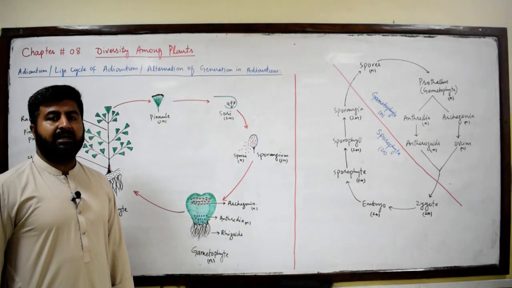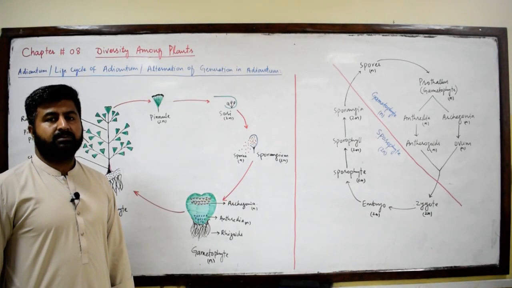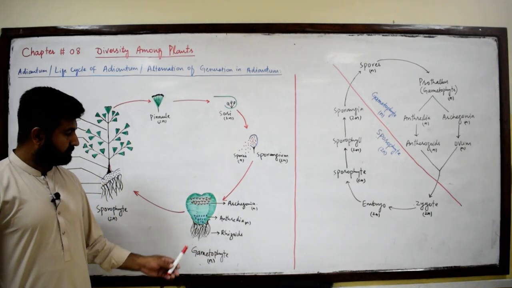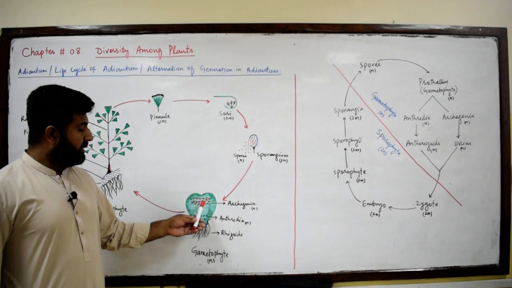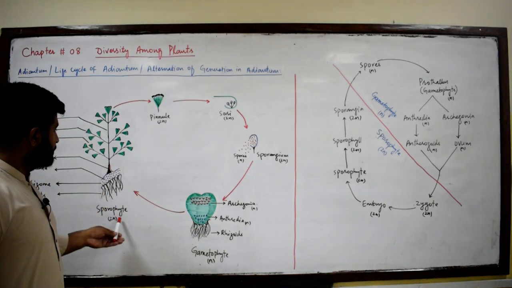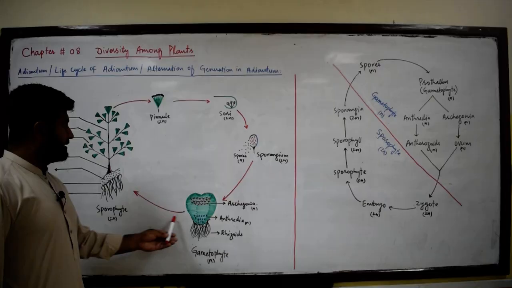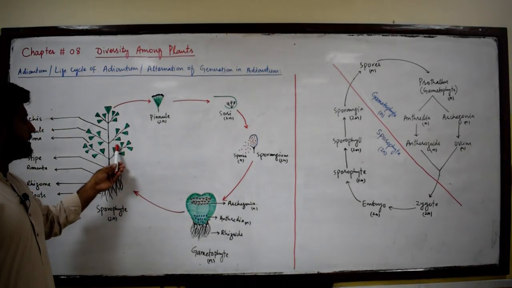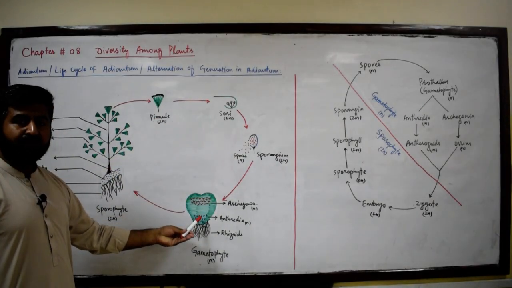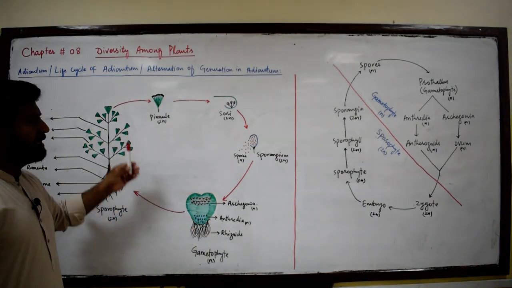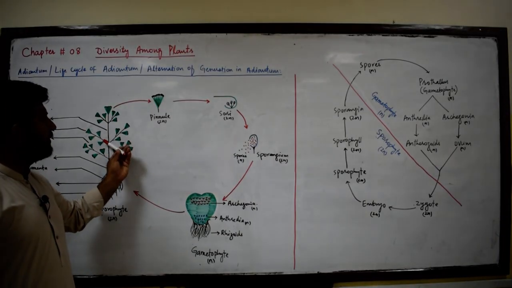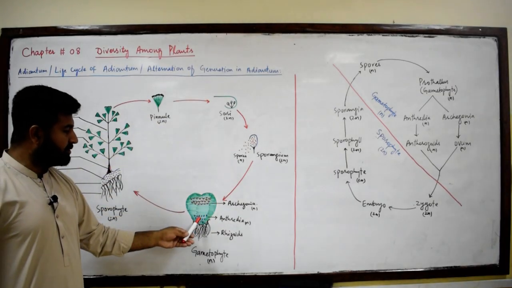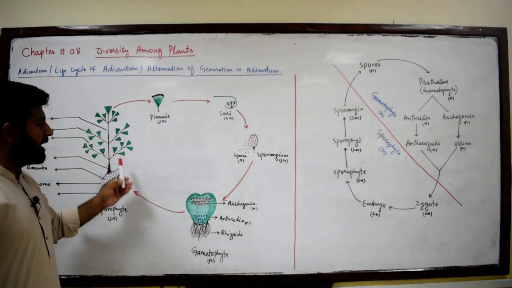Zygote is formed inside the archegonium which develops into embryo. The embryo then produces the sporophyte. Hence, the life cycle of Adiantum continues. As you can see, the sporophyte produces the gametophyte and the gametophyte produces the sporophyte. Hence, alternation of generation occurs, where the sporophyte generation produces the gametophyte and the gametophyte produces the sporophyte.